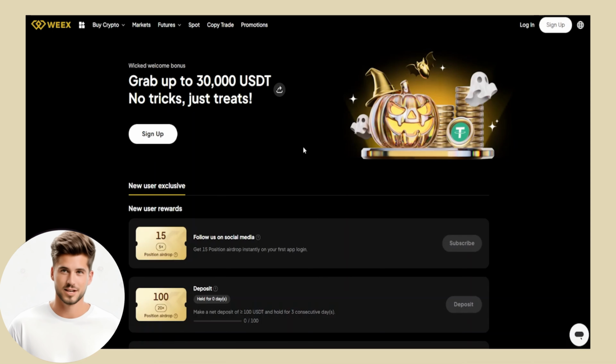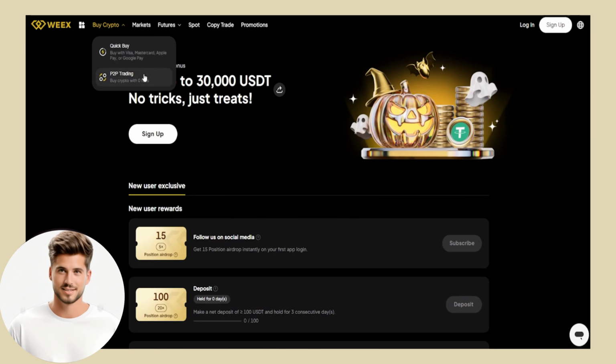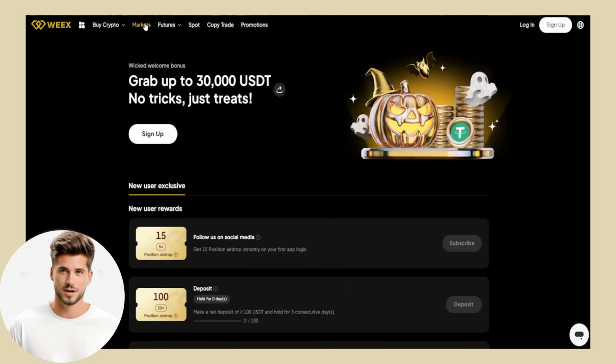And if you take a look at the exchange itself, it's pretty straightforward. You have the option to buy crypto. You can either go with quick buy, or you can get into peer-to-peer trade with other users to purchase cryptocurrencies. Then you have markets that give you real-time information about prices and volumes and everything else. You have futures, USDT, and perpetuals. You have demo trading, and you also have a leaderboard. You have spot trading, so you have both spot and futures, and you also have copy trade.